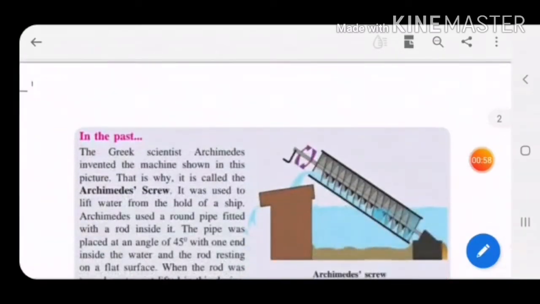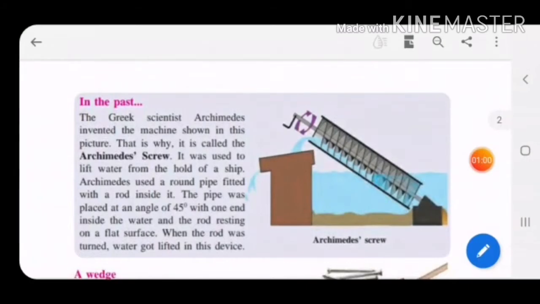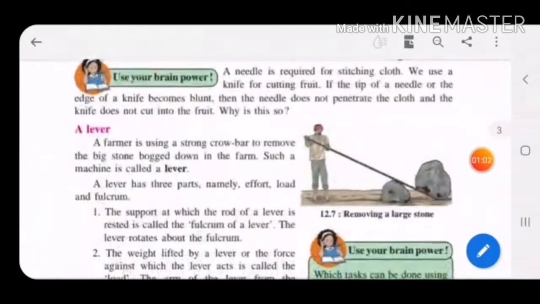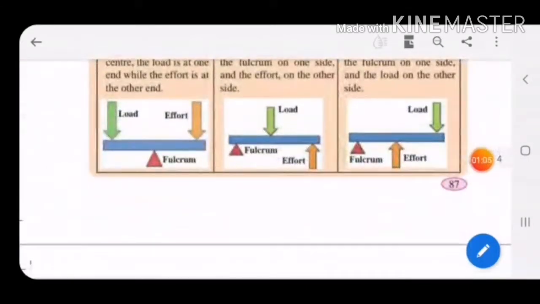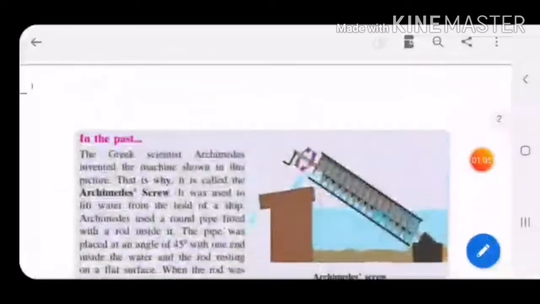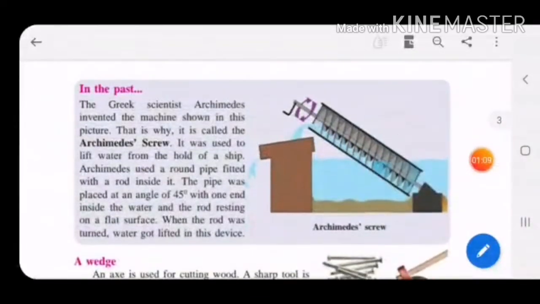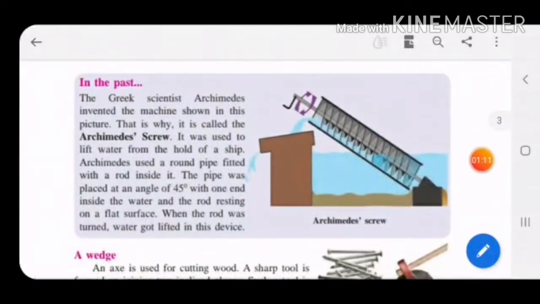Now let us see some more simple machines in this chapter, like wedge, lever, and pulley. These are some of the important simple machines which we are going to see. Now, before starting with the wedge, the second important simple machine, let us see about the Archimedes screw. What is this Archimedes screw?